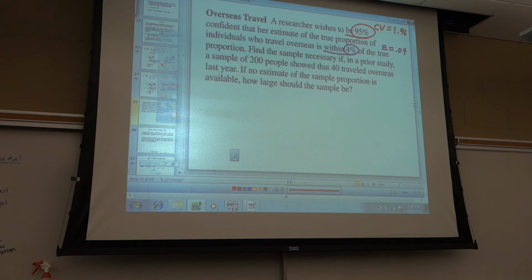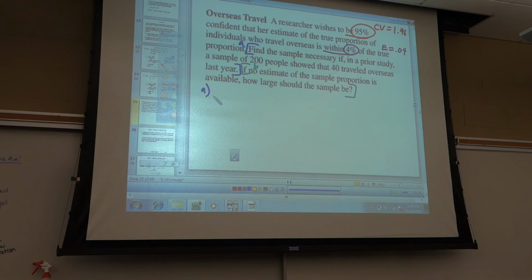So there's two parts here. The first part is find the sample necessary. If in a prior sample, show that 40% traveled last year. That's A. Part B is if no estimate is found, how large should the sample be? That's part B. So there's two parts to this. Does anybody need just another minute to do A and B? Has everybody done it? Looks like I'll give you folks 60 seconds to do parts A and B.